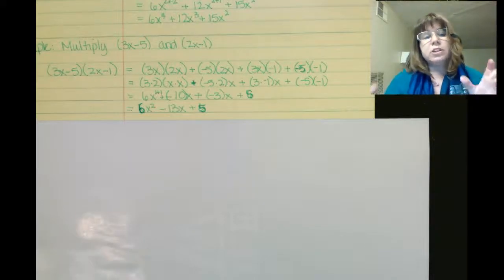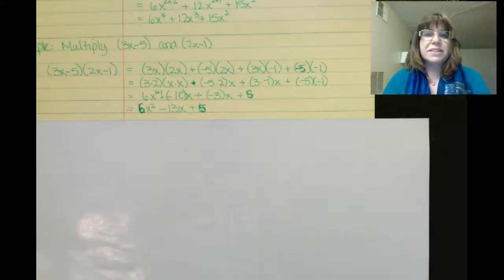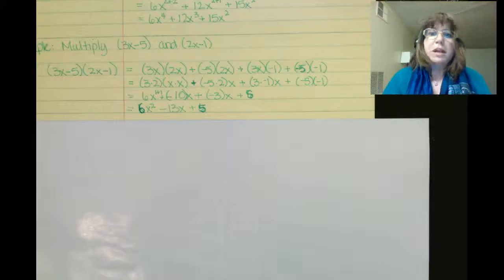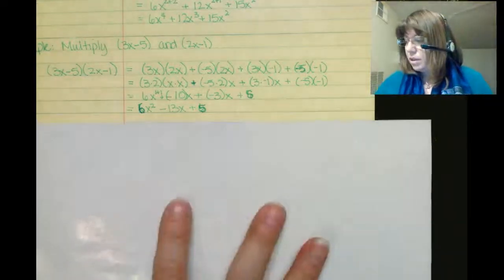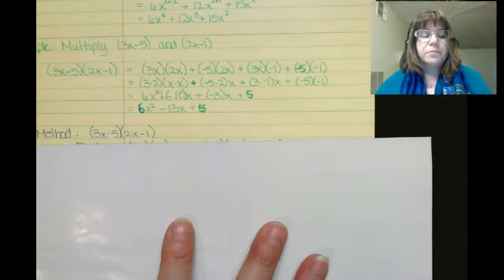How I multiply the two binomials, I can get lost very easily. What did I multiply with what? What do I have remaining? So we do have a process. We actually have two processes. I'm going to show you the first one and then the second one. The first one is the FOIL method.